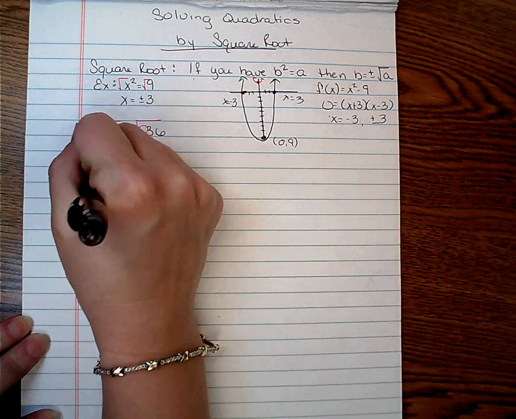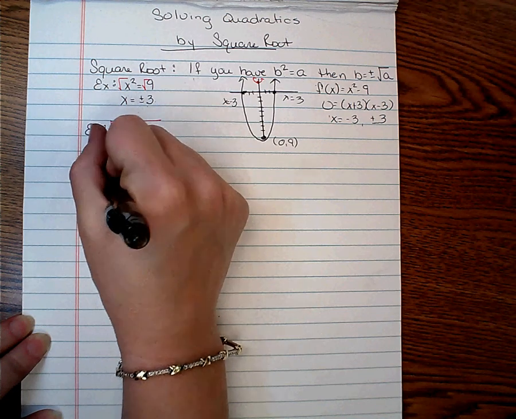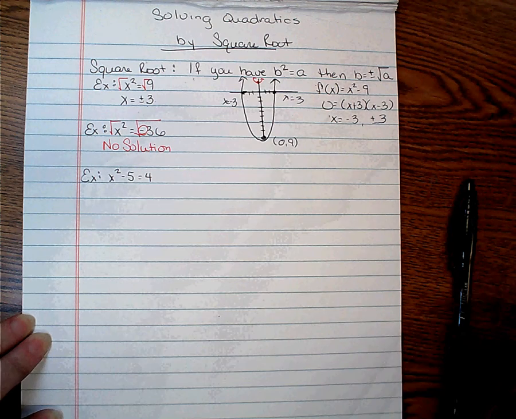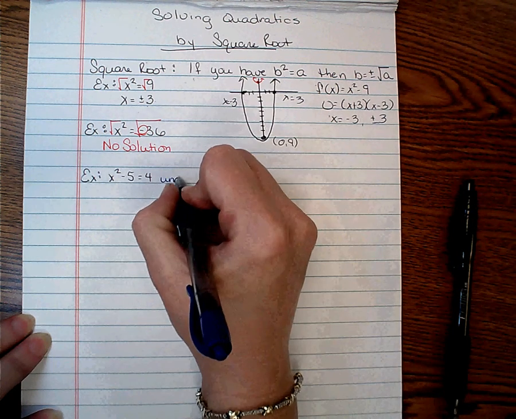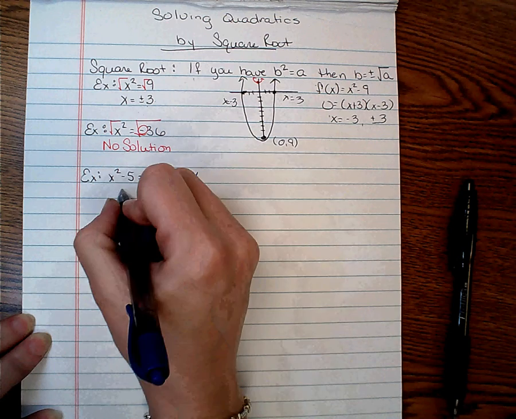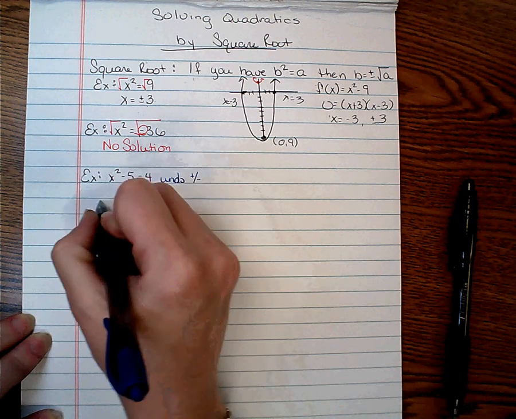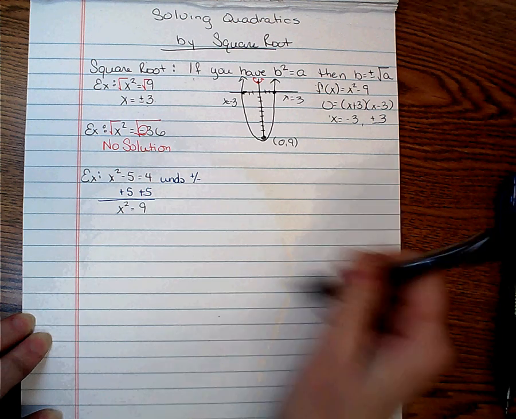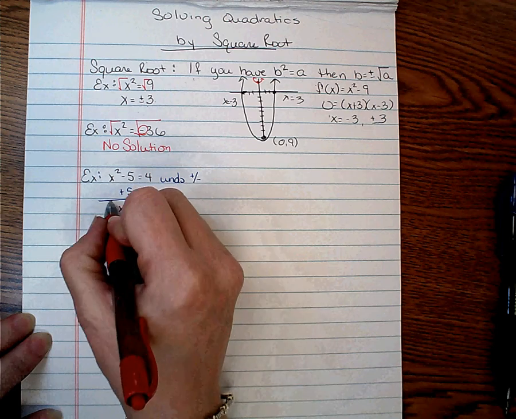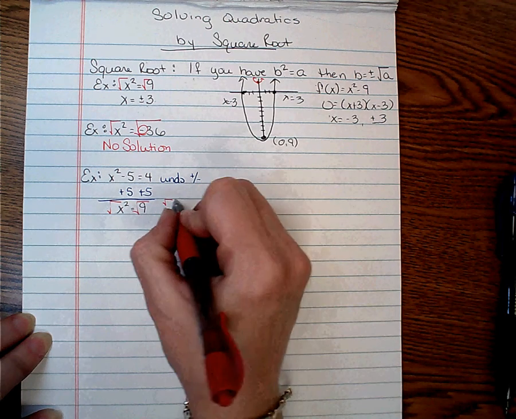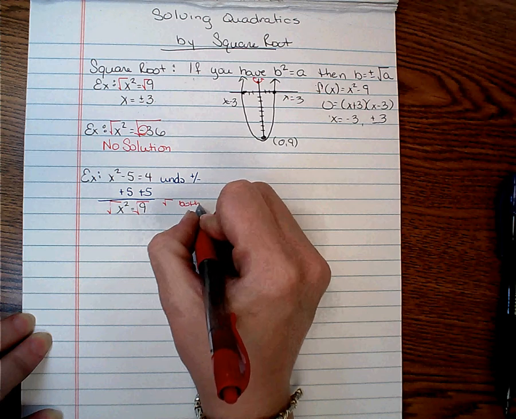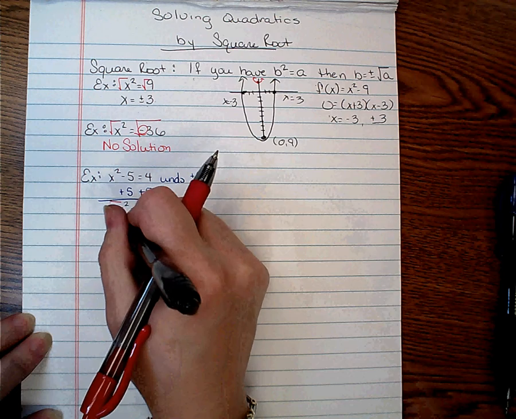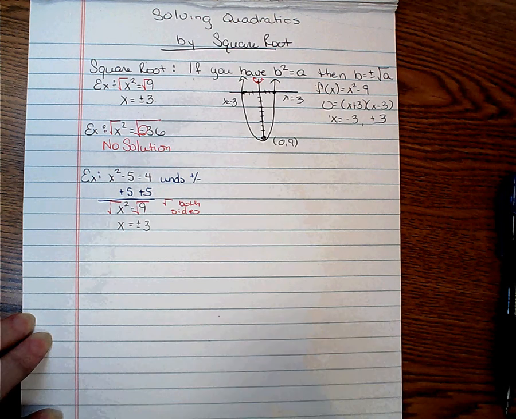So if you have x squared minus 5 equals 4, then I need to undo the addition or subtraction by adding 5 to each side. And now I have the problem as I did above, which is x squared equals 9. And I can take the radical, or the square root, of both sides. So I square root both sides, and I get x equals plus or minus 3, just like I did above.